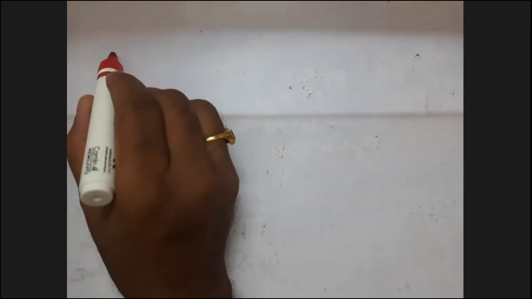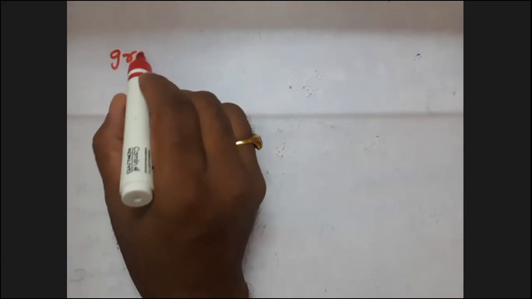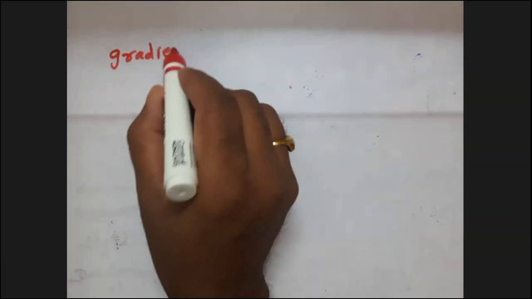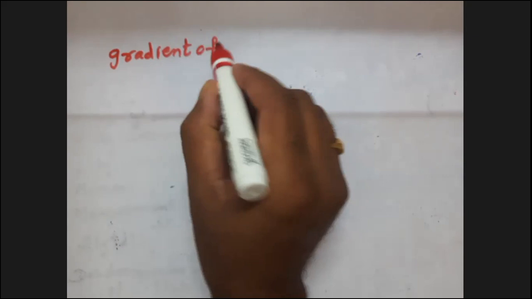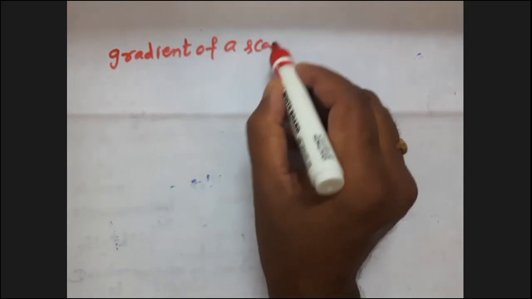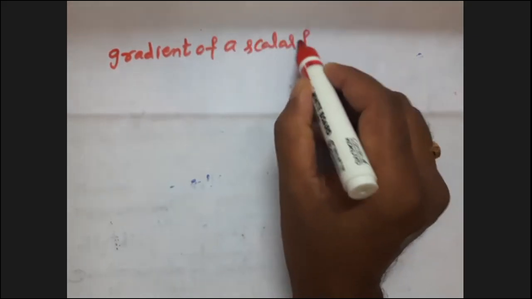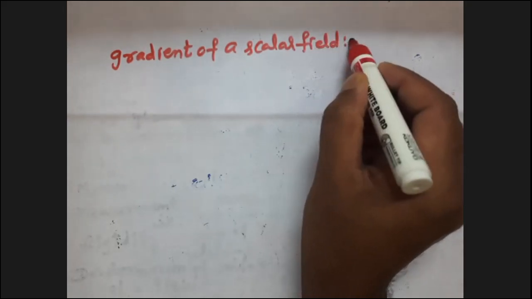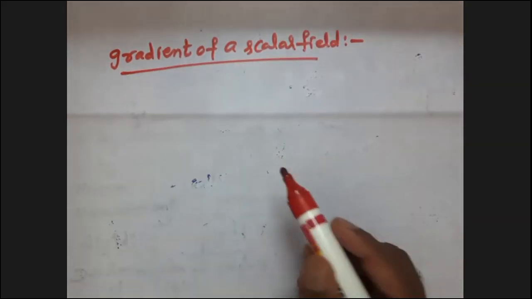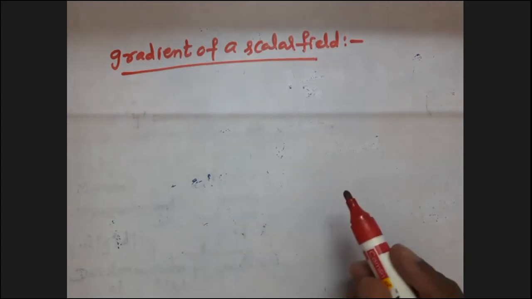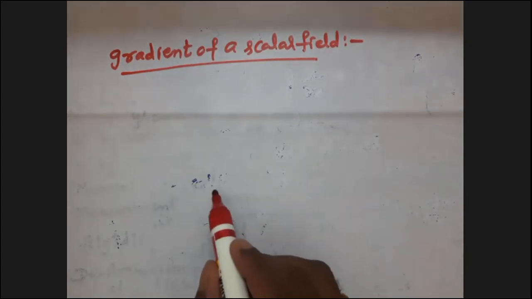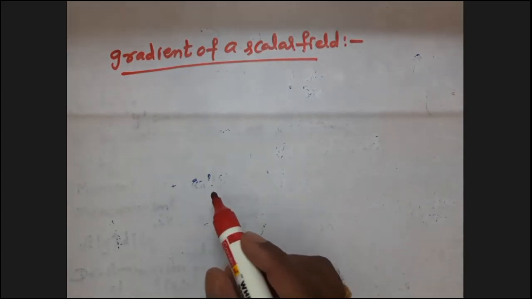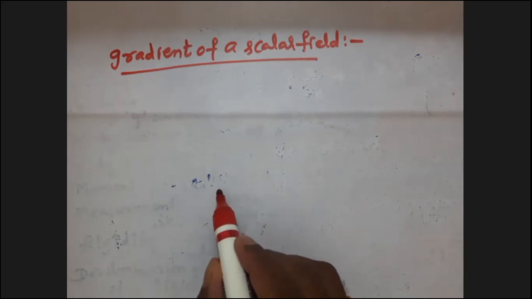Okay. So first, let us define the gradient of a scalar field. Before that, try to understand this figure. I'm drawing the figure. Simultaneously, you have to draw the figure.